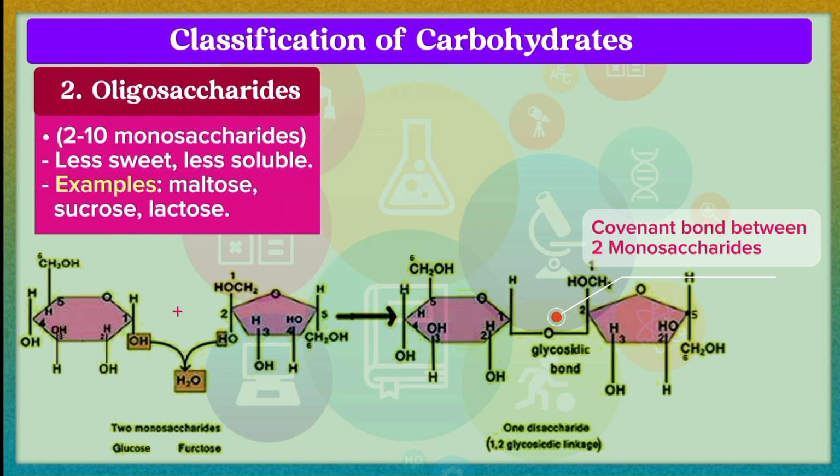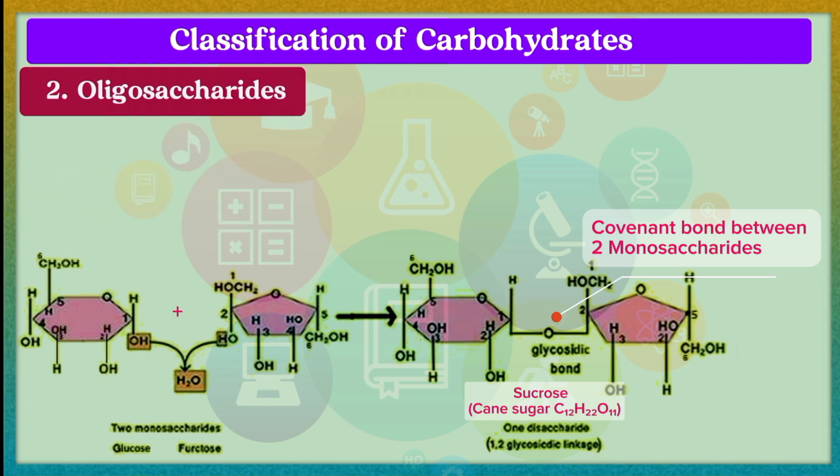Physiologically important disaccharides are maltose, sucrose, and lactose. The most familiar disaccharide is sucrose, cane sugar, which on hydrolysis yields glucose and fructose, both of which are reducing sugars. Its molecular formula is C12H22O11.